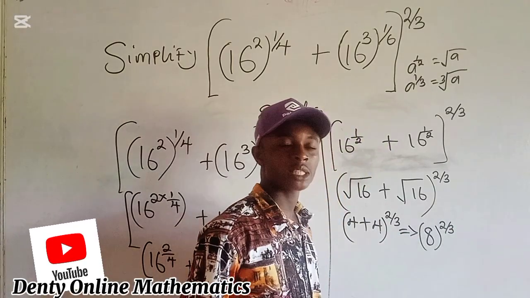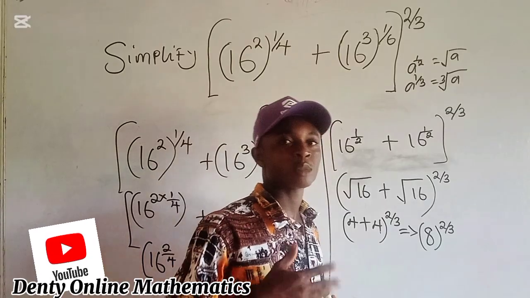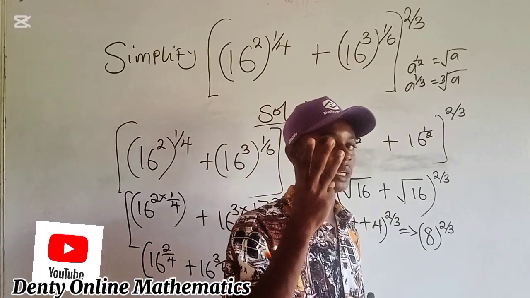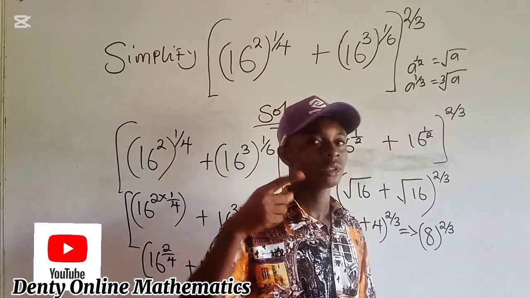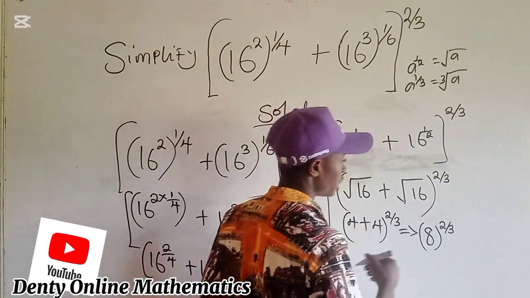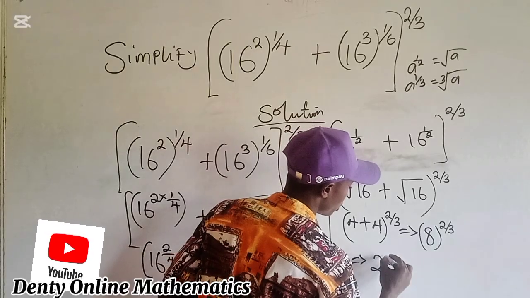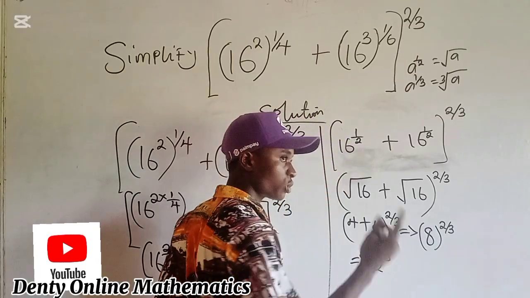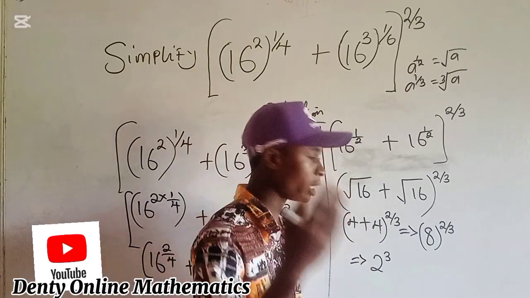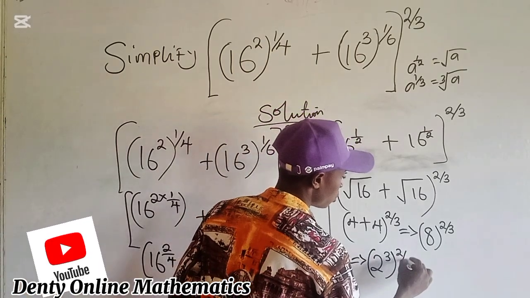Now let's express 8 in index form. 8 in index form means multiplying 2's in 3 places. That means 2 times 2 times 2 gives us 8. So we can express 8 as 2 raised to the power of 3, because 2 times 2 is 4, 4 times 2 is 8. So 2 raised to the power of 3 is 8, raised to the power of 2 all over 3.